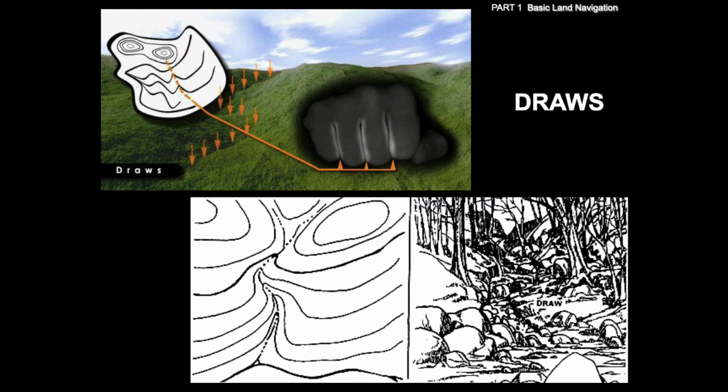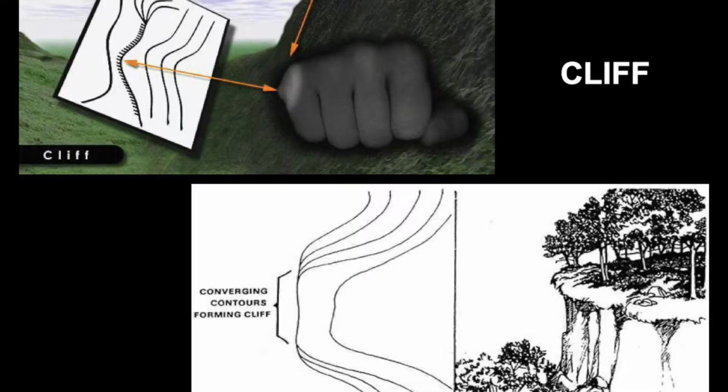If you're going to climb a hill, definitely not a good space to climb the hill. You're definitely going to find a spur for that. And if we're looking at our fist again, the little spaces between your fingers, those are your draws. That should remind you. Next up is cliff.